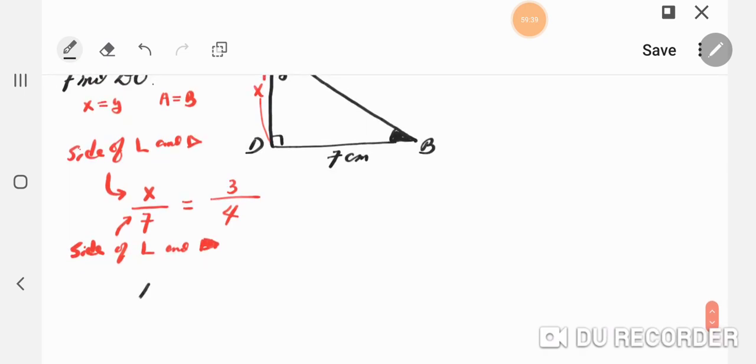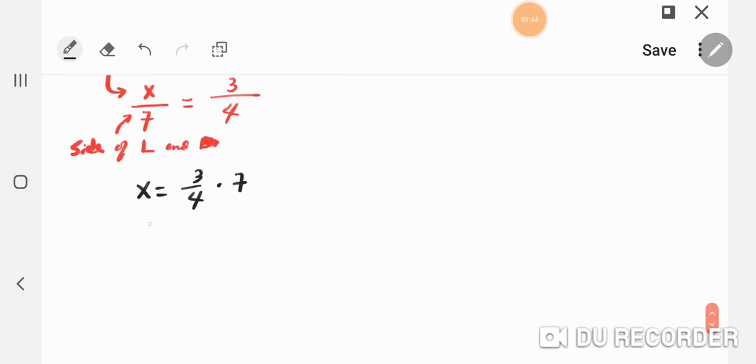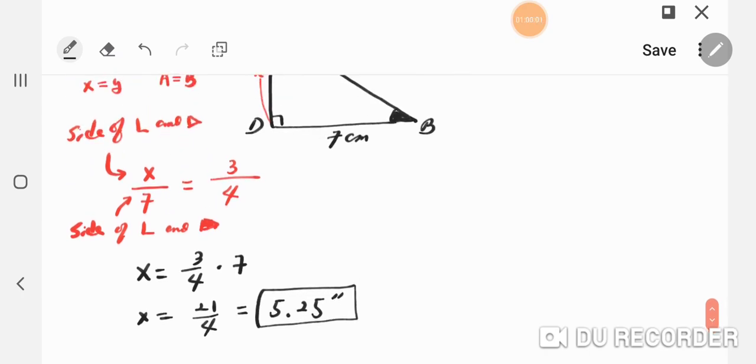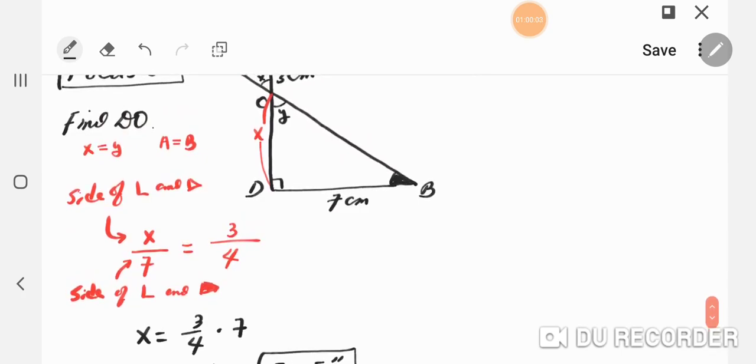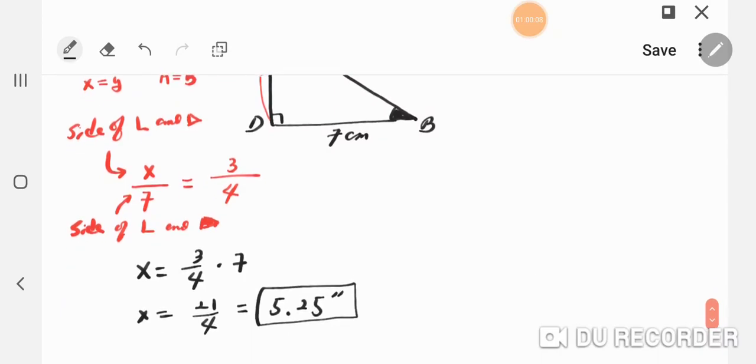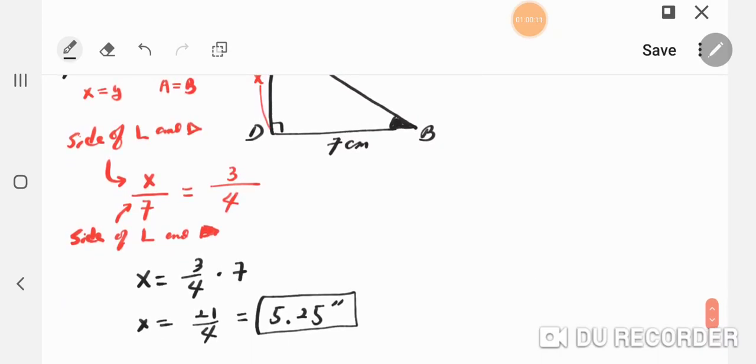So from this, x is equal to, multiply each side by 7, then x is equal to 21 over 4. 21 over 4, then that is equal to 5.25 inches. So the length of the side OD is 5.25 inches. Is it inches or centimeters? It's centimeters, right? Centimeters.